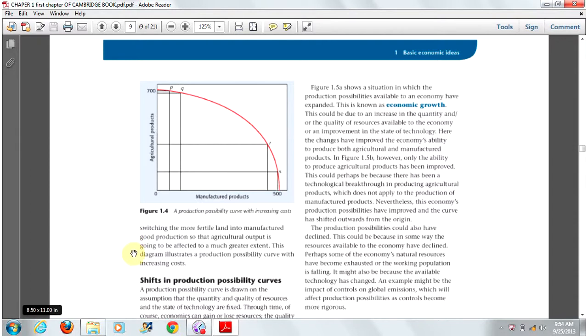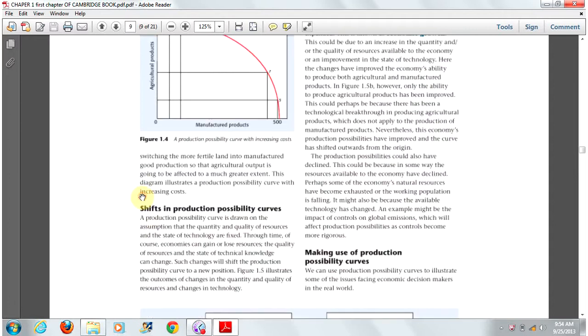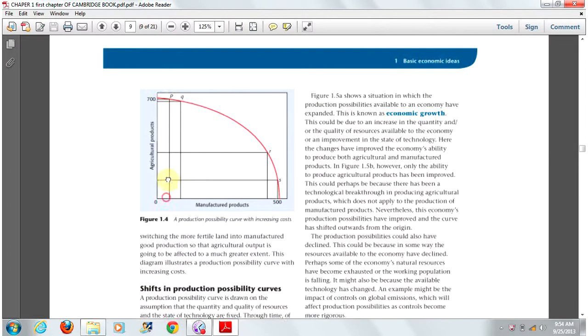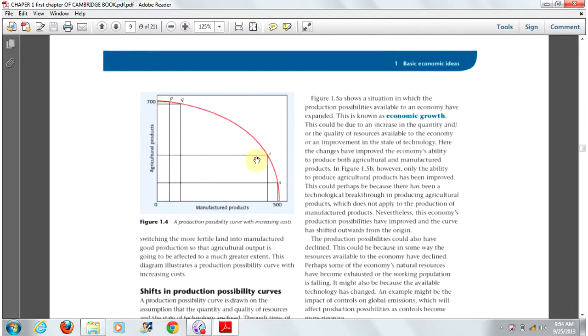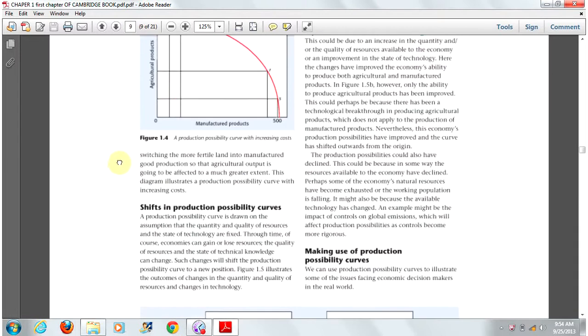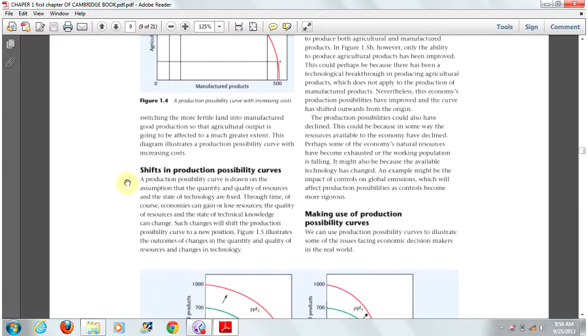Shifts in the production possibilities curve. And this is a production possibilities curve here. Manufactured product, agricultural product. Okay, shifts in production possibilities curve. A production possibilities curve is drawn on the assumption that the quantity and quality of resources and the state of technology are fixed. Through time, of course, economies can gain or lose resources. The quality of resources and the state of technology knowledge can change. Such changes will shift the production possibility curves to a new position.